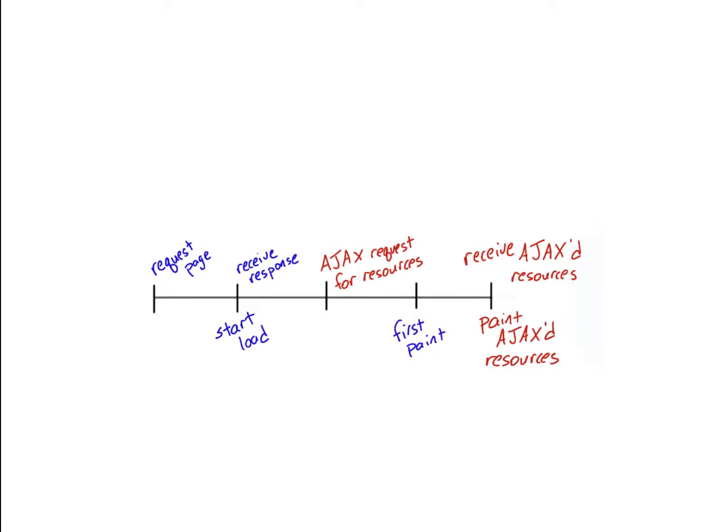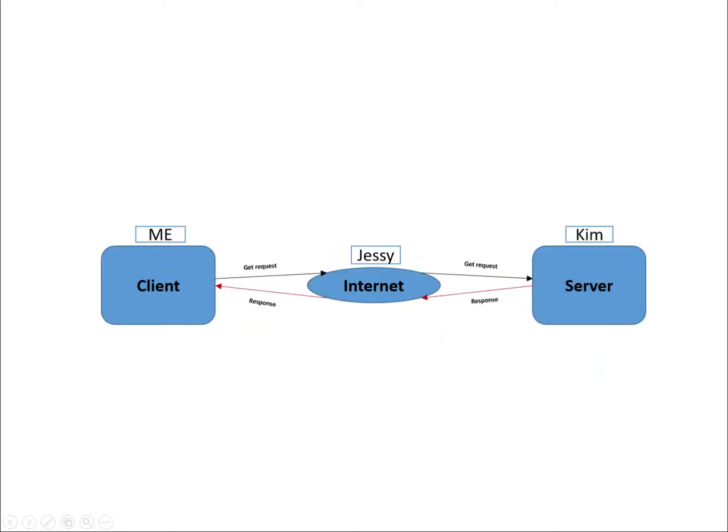It's actually pretty useful to imagine the internet as a bunch of people who are just simply sending messages back and forth. For this example, I'll be the client, which means that I'm actually a browser like Chrome or Firefox, and another person I call Jessie represents the internet. She is the middleman and will be passing information back and forth. And another person I call Kim here is the server, which means that he is a computer dedicated to providing content to a browser like me.